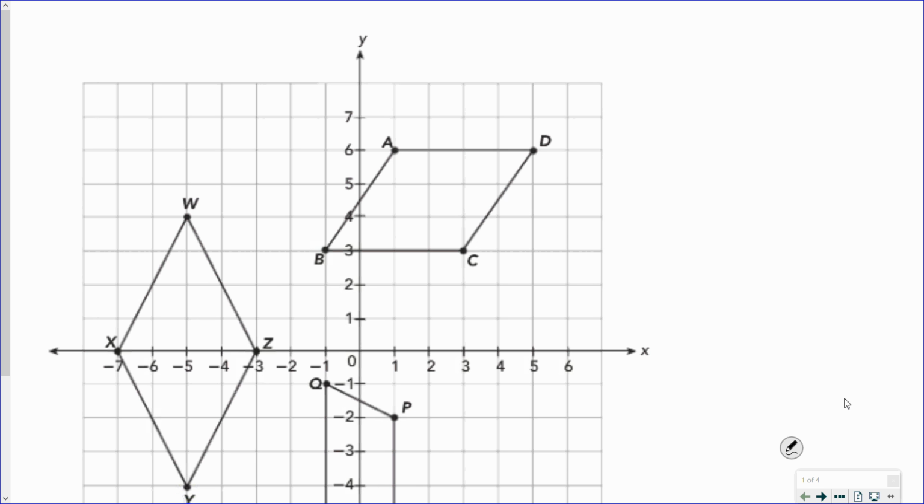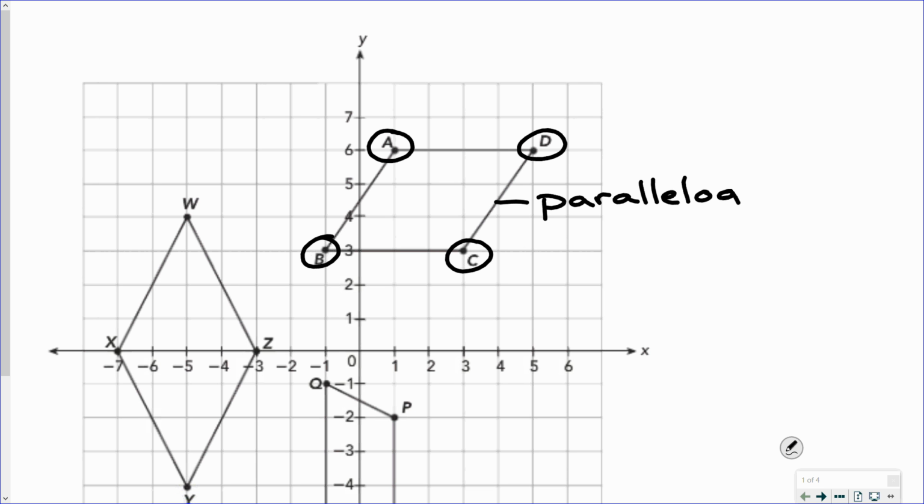So we have some figures here that we have created, and we have this figure in the upper right. It's been created by points A, B, C, and D. And after we've plotted A at 1, 6 and B at negative 1, 3, C at 3, 3, and D at 5, 3, we connect the points in order, and we want to give this figure its best name, and this figure's best name would be parallelogram. It's a parallelogram because it has two sets of parallel sides.